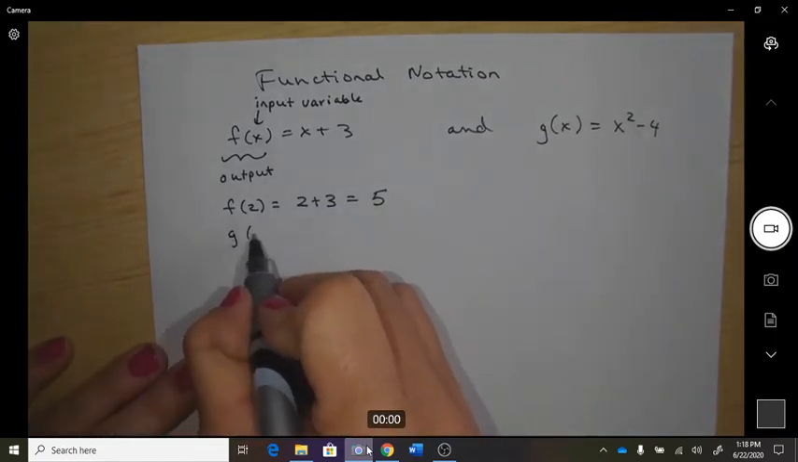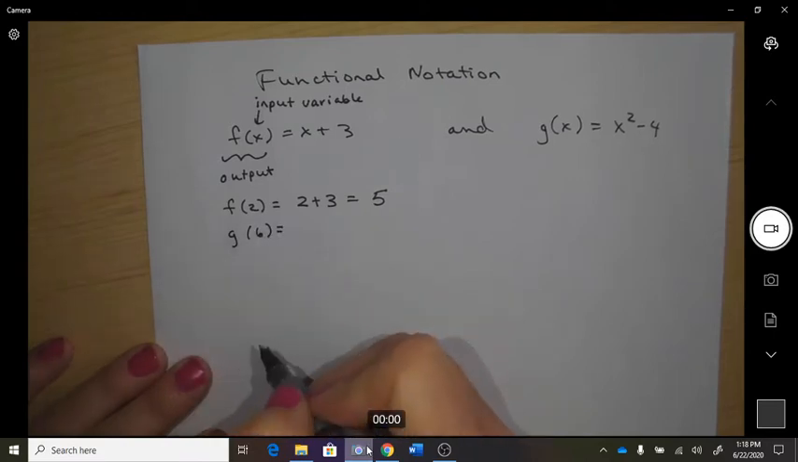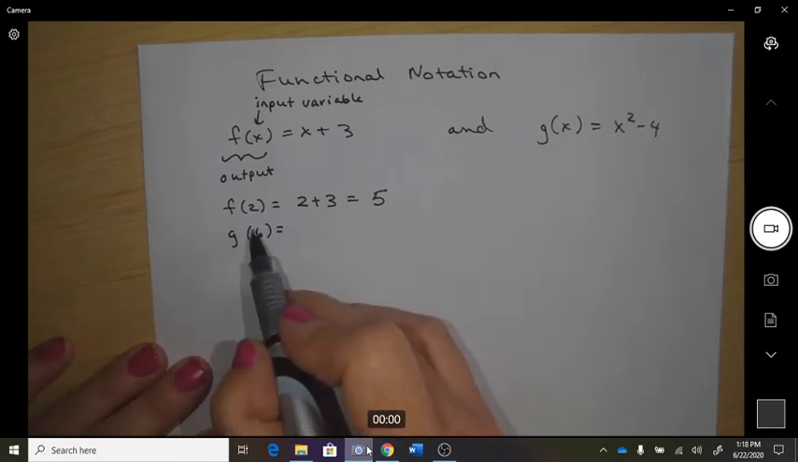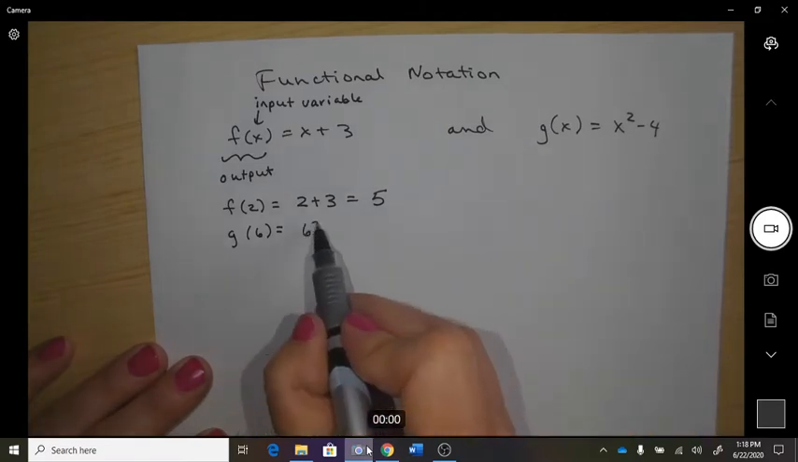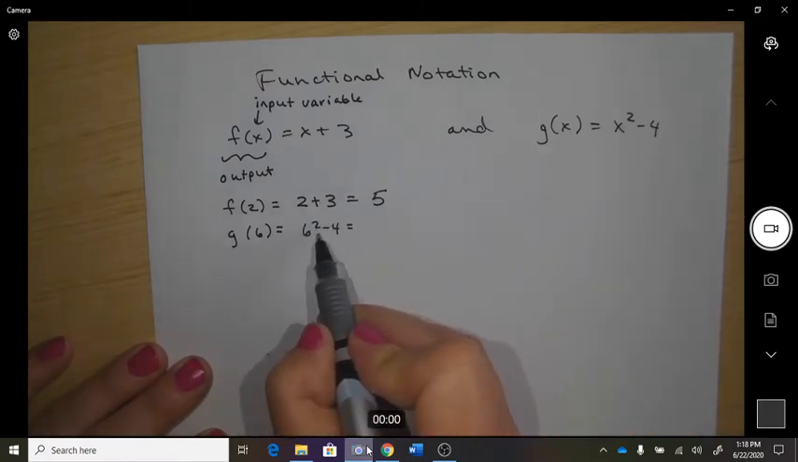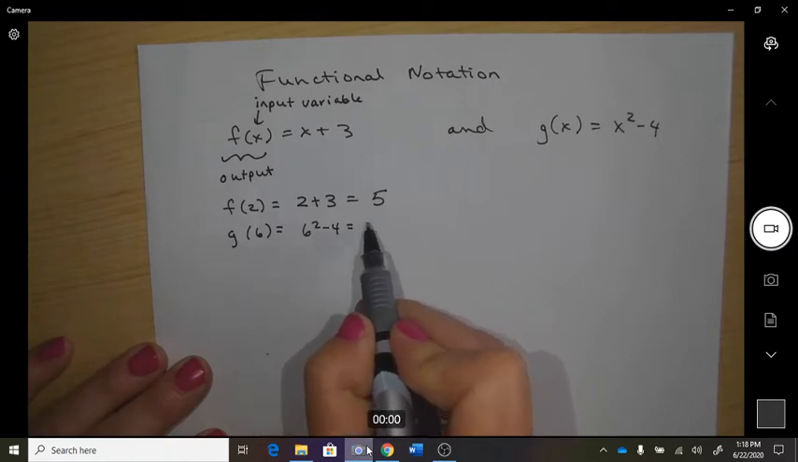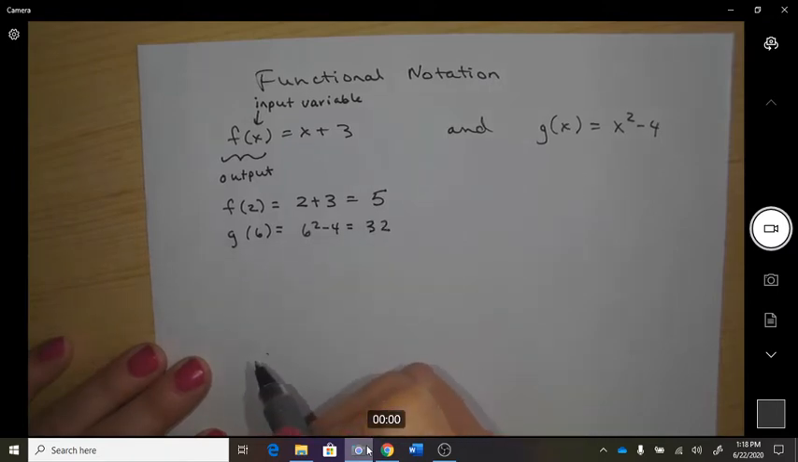What would g of 6 be? So now you input a 6 into the g function. So 6 squared minus 4 equals 36 minus 4, which is 32.